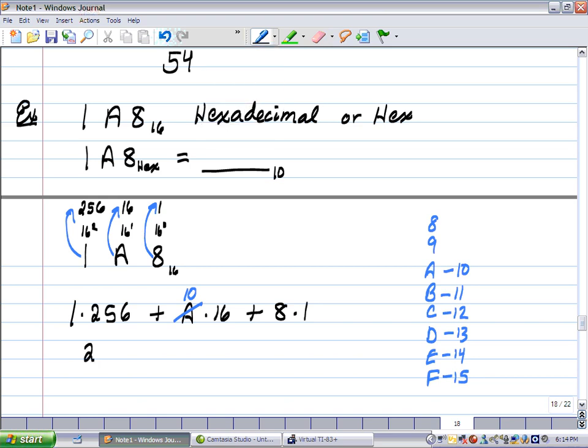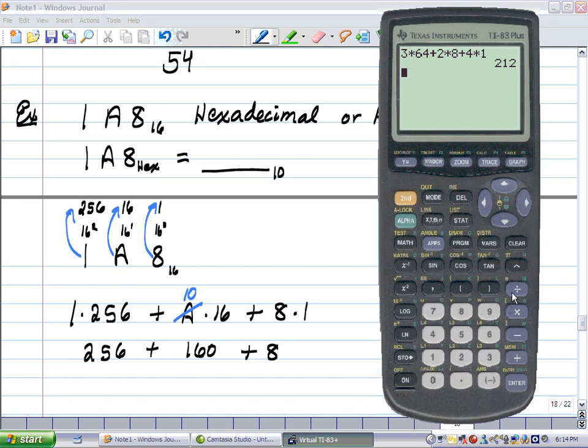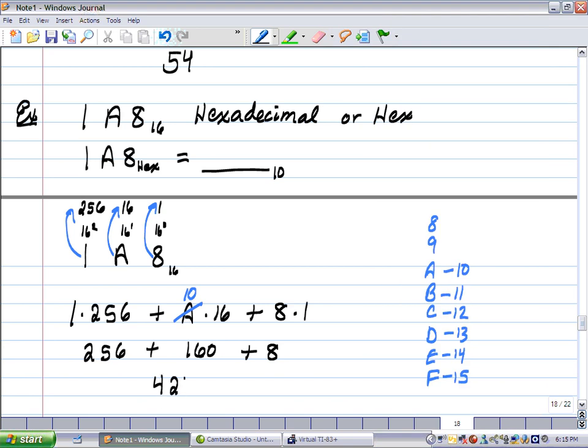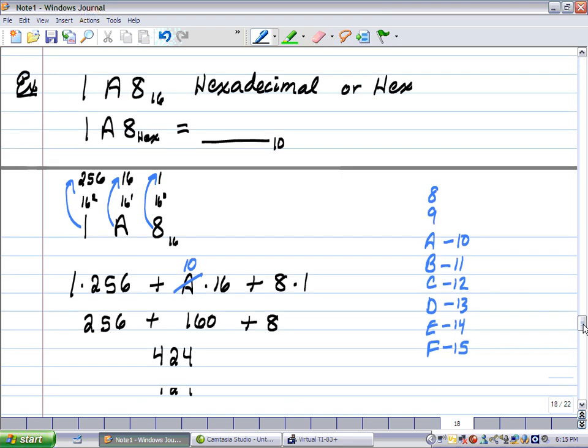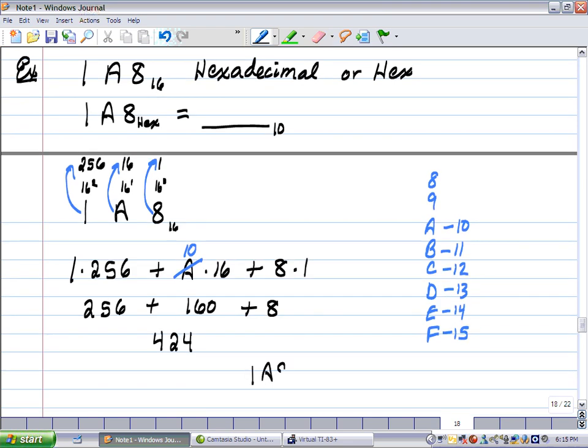So 1 times 256 plus 10 times 16 plus 8. Let's not risk making an error here, and I'll use my calculator. 256 plus 160 plus 8, or I could have done the whole thing in my calculator. 424 by having it do the multiplication and the addition. So 1A8 in base 16 is the same as 424 in base 10.